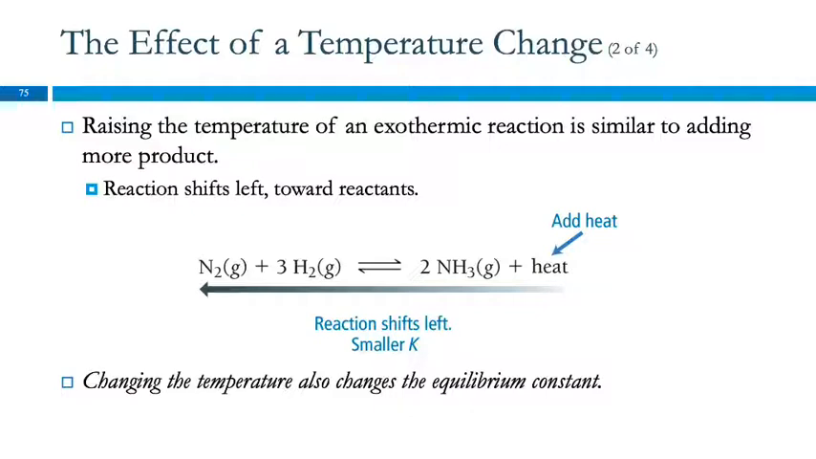One thing that makes this a little more complicated is that changing the temperature also changes the equilibrium constant. Because, in the real world, there's multiple variables, and you don't get to pick which ones change. They tend to all change however they like.